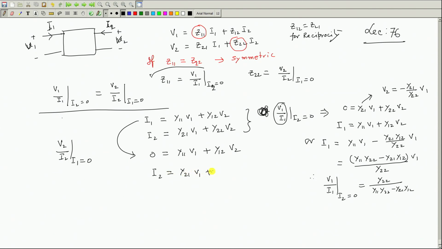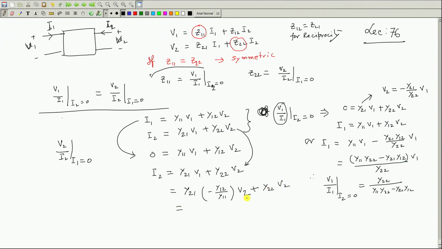This is the first equation, and the second equation is I2 is equal to Y21 V1 plus Y22 V2. This is the second equation, and I want to find out V2 by I2. So, V1 I will substitute from the first equation. So, V1 will be equal to minus Y12 by Y11 into V2, and plus Y22 V2.